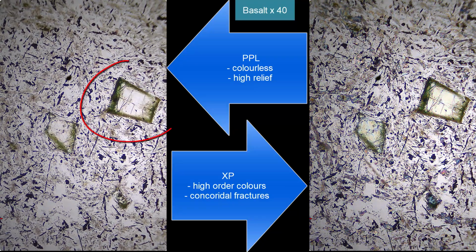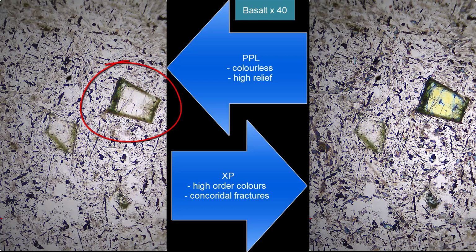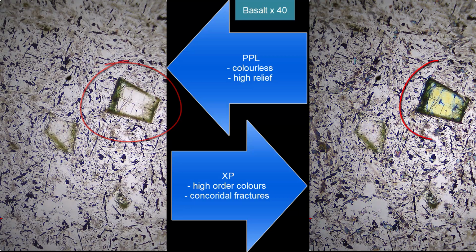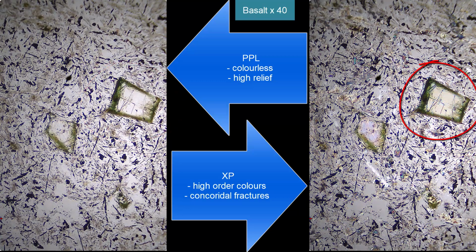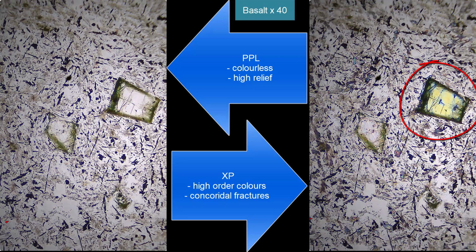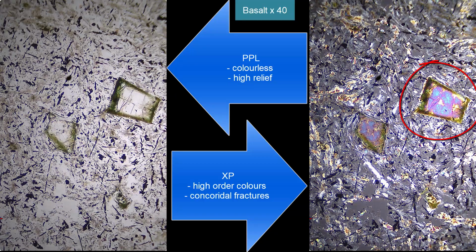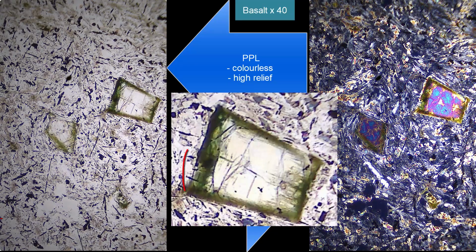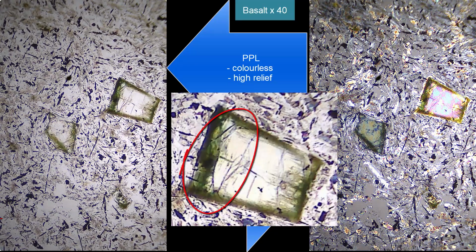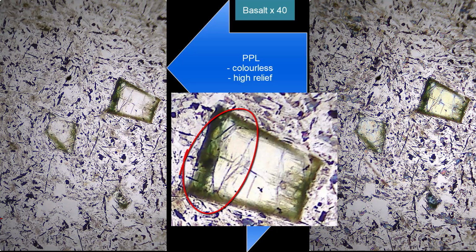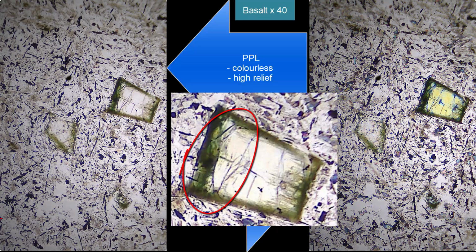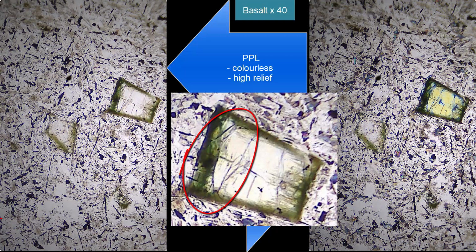They do have really nice high relief under plain polarized light on the left and very high order colors on the right. So they're really the best examples you'll see of high relief and high order colors though. And zooming in, you can see a diagnostic feature for olivine, which is conchoidal round fractures inside the crystal, the roundiness to it.